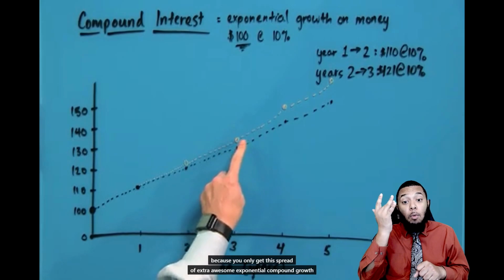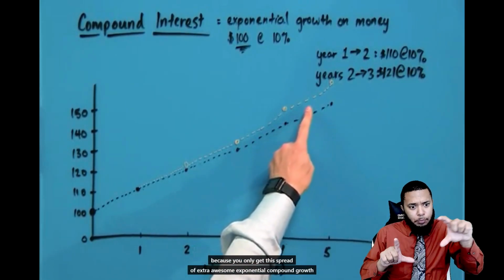as time progresses. This is absolutely amazing, and one of the coolest concepts in business math is that when you have money that is growing, you get to grow on top of the growth that occurred the year before and the year before and the year before. The reason why this is so important is because you gotta start somewhere. Start saving and investing your money as soon as humanly possible, because you only get this spread of extra awesome exponential compound growth after a few years.